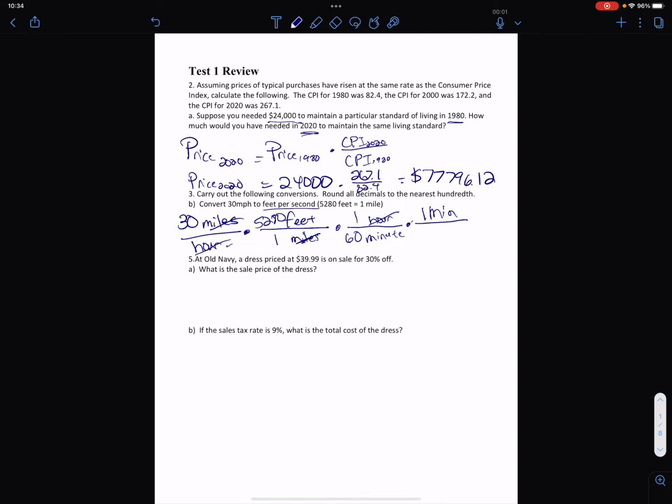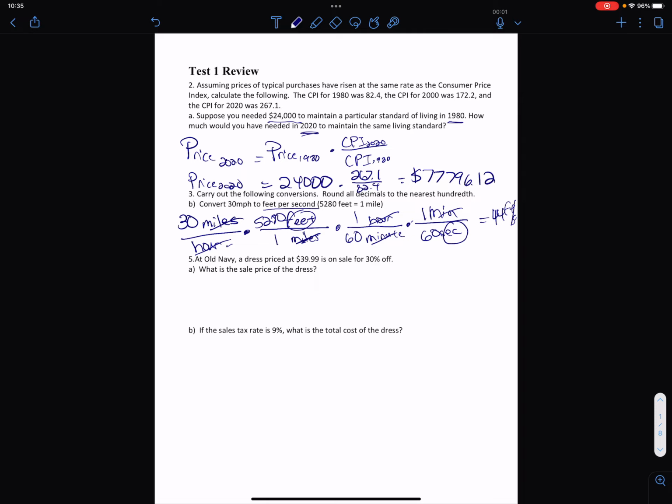I'm going to do 1 minute in the top now because I don't have minutes anymore. And I have to put the same thing in the bottom that I had in the top, which is 1 minute. This time I'm going to write it as seconds. And so you'll notice here I'm left with feet per second, which is the units that I want. So now I'm ready to multiply. And you may want to try this a few different ways. You can just use multiplication and division. You can use your fractions.